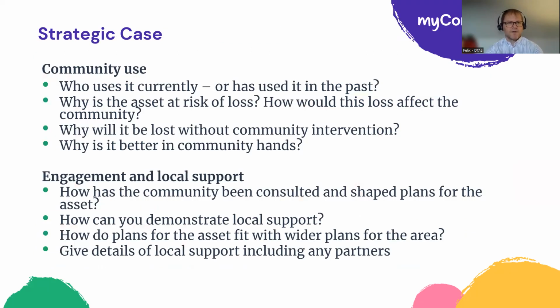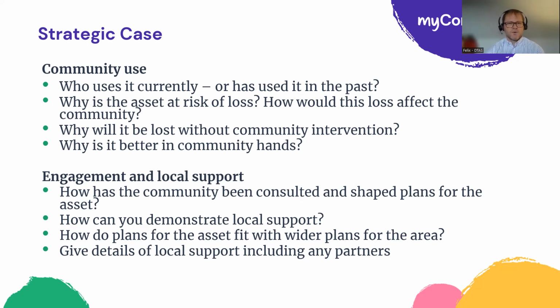Okay, so just looking briefly at the strategic case, because it is important. What we're going to look at here is the community use and engagement and local support. So those are the key elements. What they're really looking for here is: what's the current use of the asset? What uses has it had in the past? And what effect would it have if this asset was lost to the community? Why is it really important that you're saving this building? What would happen without the intervention of your organization? And why can you run it better if you're taking on something that has been run by the public sector or has been a private business? Why would it be better in community hands?